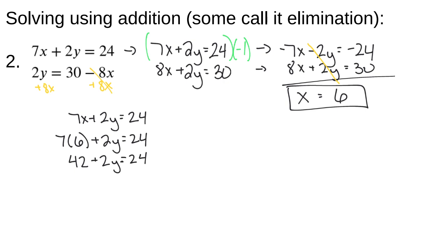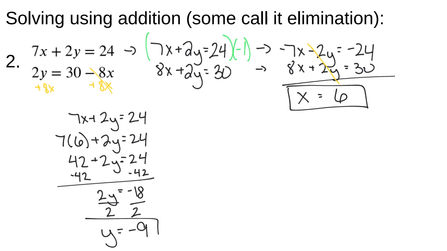And now we're going to be solving for y. So I'm going to get y by itself. I'm going to minus the 42 over. And we're going to get 2y equals -18. Divide by our 2. And we know y is -9. Meaning those two lines cross at the point 6, -9.